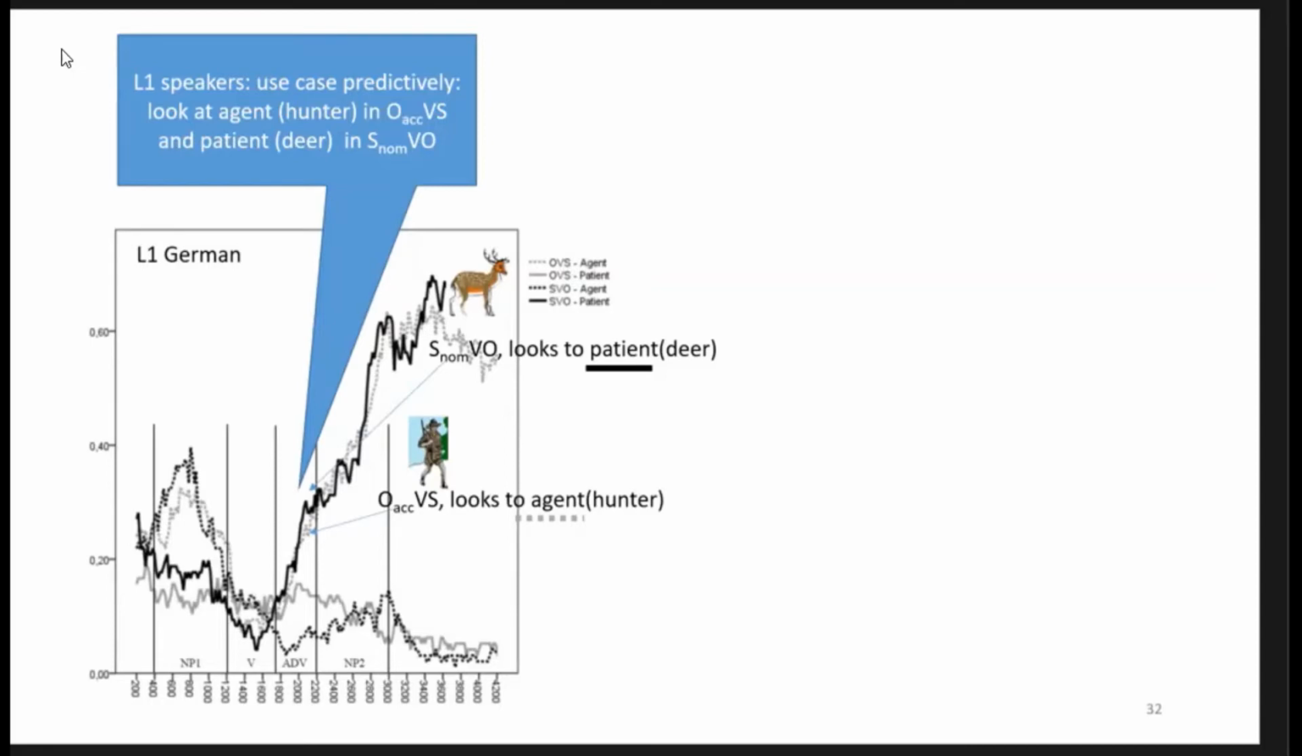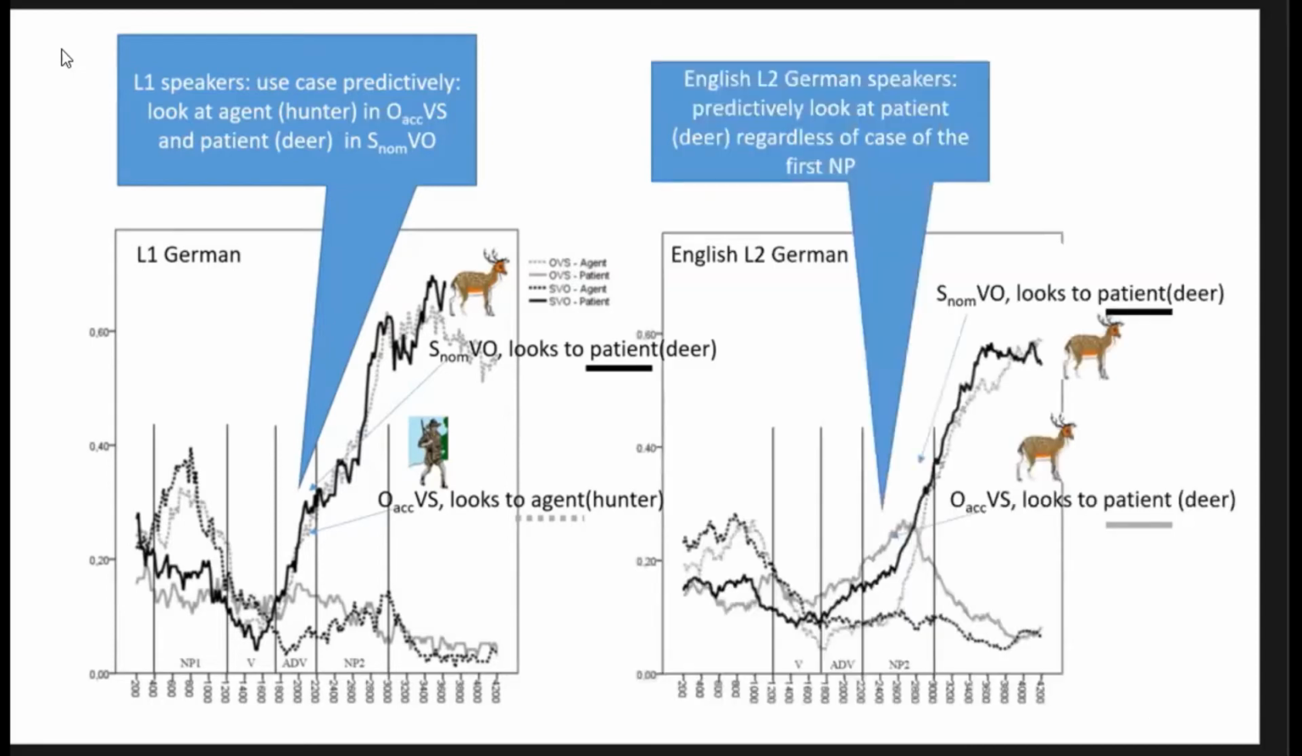You can also look at L2 speakers. So these were English L2 speakers of German, and these were actually immersed in German for quite a number of years, and they were pretty proficient. And they do something else. And actually, after Tanya's talk, this should not be much of a surprise. If you look at the gray line in the middle, that is the line for looks to the deer when the condition is the accusative first condition. So people hear the accusative, hear the verb, and then they initially move their eyes to the patient. So they still have an agent verb patient interpretation there, and they predict the patient.